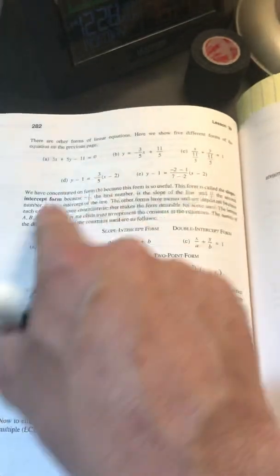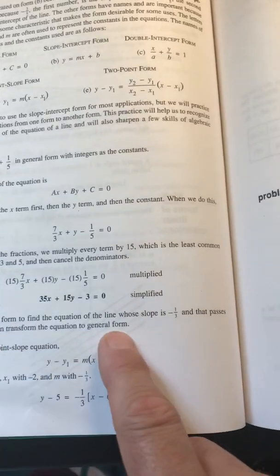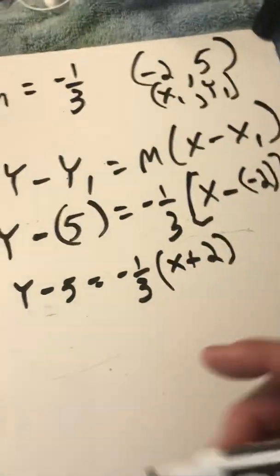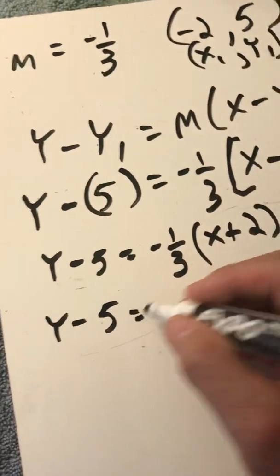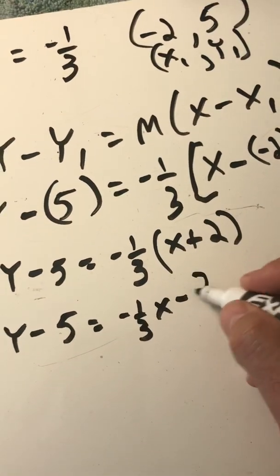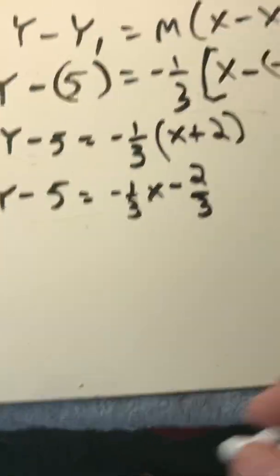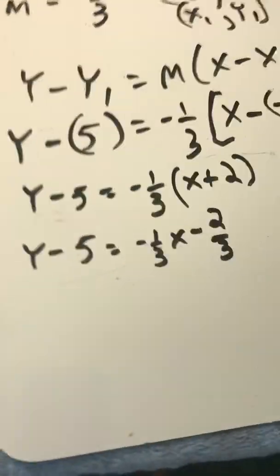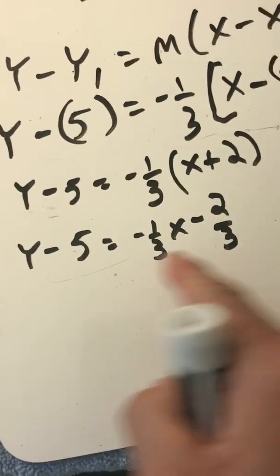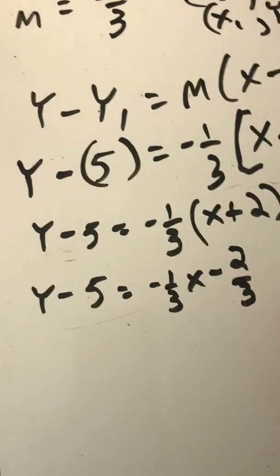Now, I don't understand it, because they want you to know all 5 of these, right? And then they want you to use the point slope form, then transform it into the general form. So we've got to get everything on one side. Y minus 5 equals, distributing the negative 1/3, negative 1/3 x minus 2/3, right? For the general form, everything goes on one side equal to 0, and make sure that they have integers, right? So let's multiply every term by 3. Won't that help? Then we won't have any fractions.